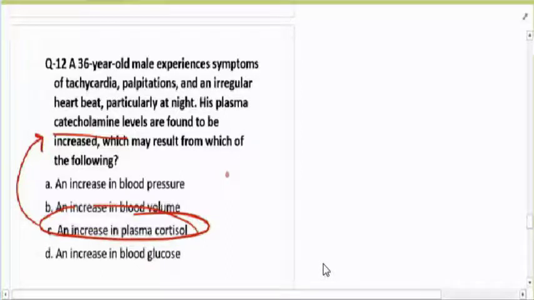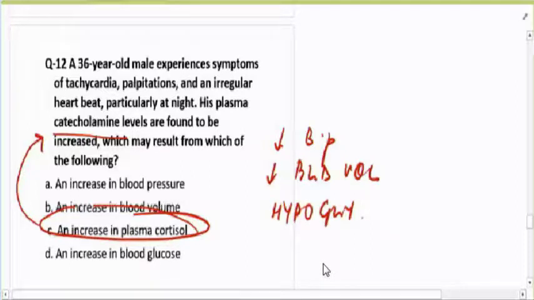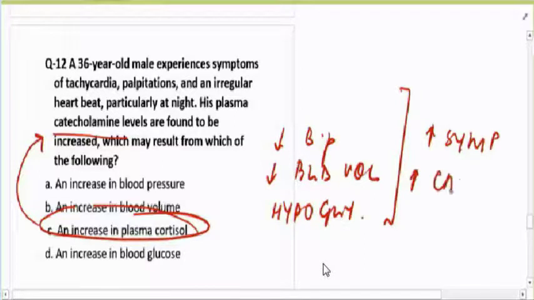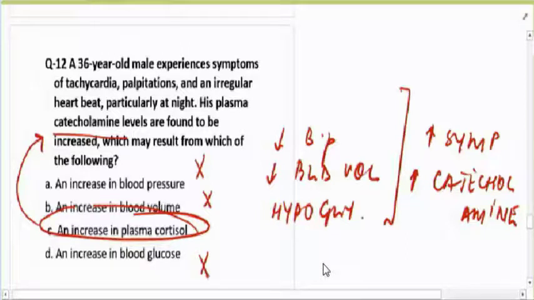This increased blood pressure, like I said, what are the conditions when catecholamine levels increase? If there is a decrease in blood pressure, decrease in blood volume, hypoglycemia, these will result in increased sympathetic activity and increased catecholamine. Right? So increase in blood pressure, increase in blood volume, increase in blood glucose cannot cause an increase in catecholamine level, but a plasma cortisol level will cause an increase in the catecholamine secretion.